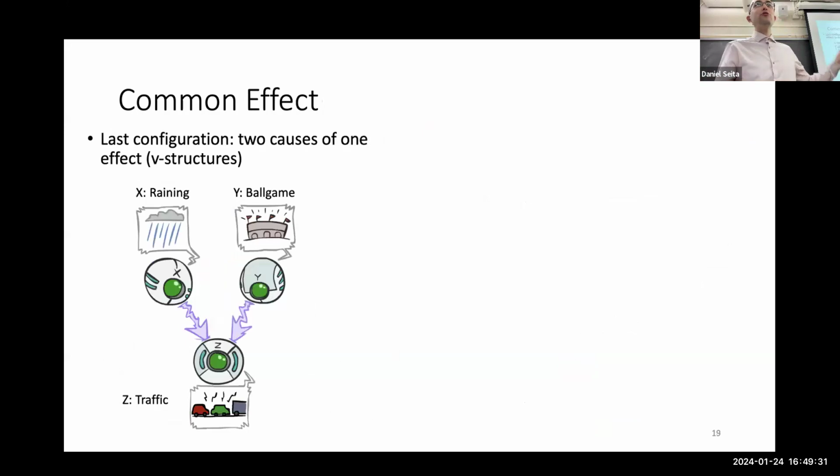All right, this is the most interesting one. So you have two nodes that both point to something else. So maybe X is raining, Y is ball game. What ball game do you prefer? Like baseball or basketball or cricket, I don't know. Then Z is traffic. So what happens here? Are X and Y independent?